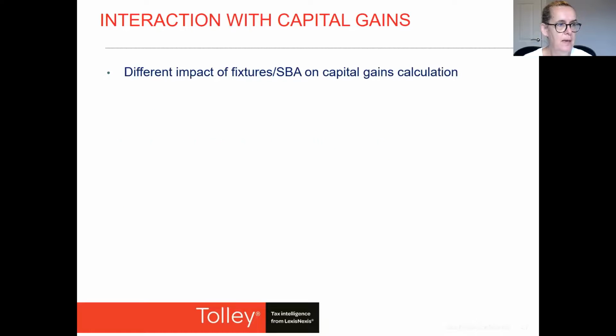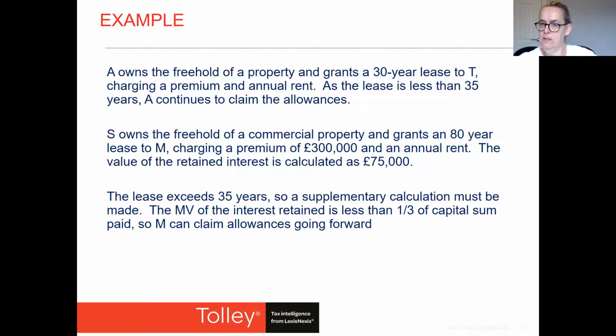Okay, sorry, let's go back to the previous example, because I've been asked a question on this. The question that has been asked is, in the first example, can T, who is the lessee, claim any SBAs on later expenditure, even though they do not hold the relevant interest? Or can they not claim their own expenditure as they don't have a lease longer than 35 years? They do have a relevant interest. Just because the lease is less than 35 years does not mean it is not a relevant interest. It is treated as a relevant interest.